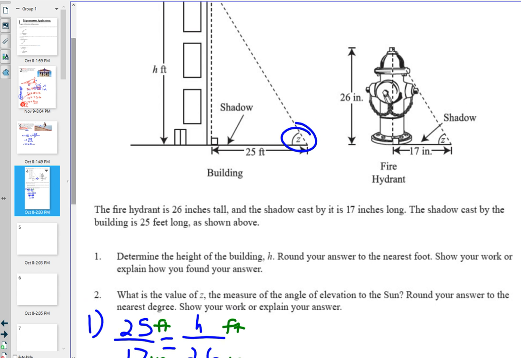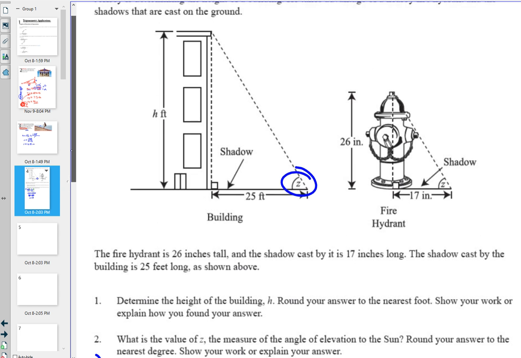What is the height of the building and fire hydrant acting as? On a right triangle, what side is it, whether it's building or fire hydrant? Which leg? Yeah, opposite leg. And then what's the shadow acting as? Adjacent. So there's going to be tangent.